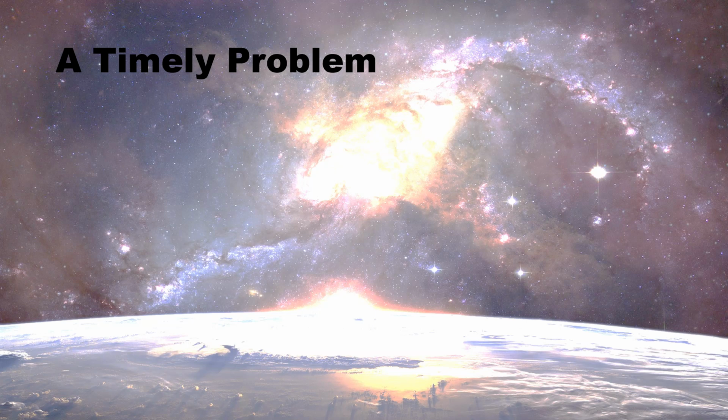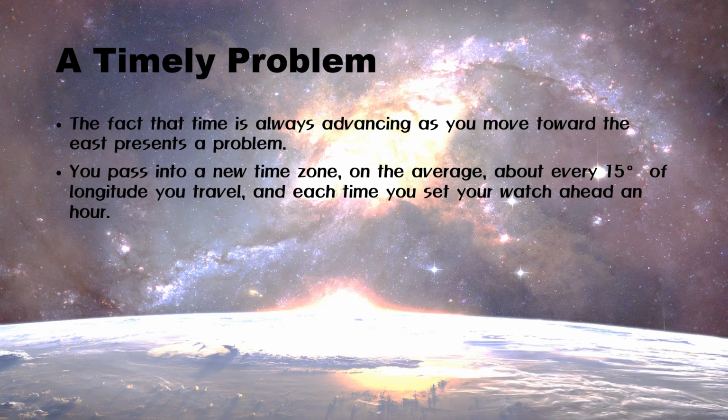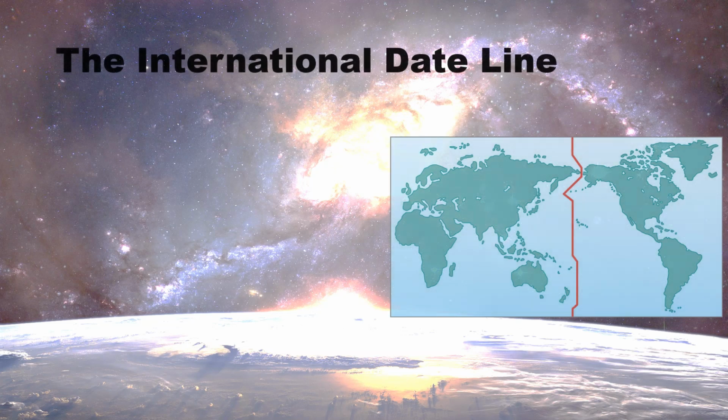Now, of course, you might have noticed some problems here if you think about this time that we are standardizing. The fact that time is always advancing as you move toward the east gives us a problem that we have to solve. If you pass into a new time zone, on average you're moving about 15 degrees of longitude, and each time you're going to set your watch ahead about an hour, which is easy enough in concept. However, by the time you've completed your trip, you have set your watch ahead a full 24 hours and thus gained a day over those who stayed at home. So how did we solve this?